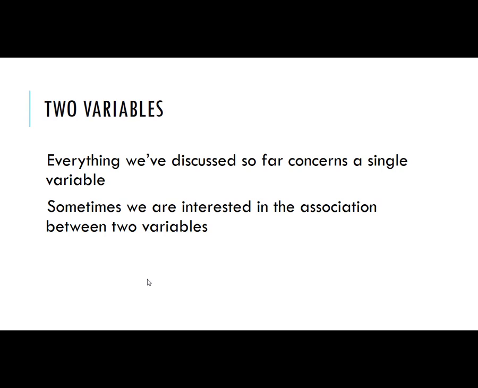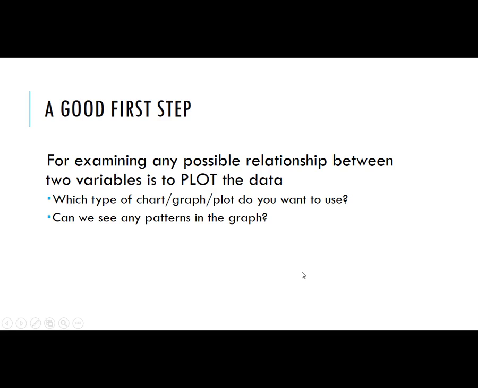A lot of times, however, we're really interested in relationships between more than one column, more than one variable. So we're looking for some kind of association between the two. To do that, a good first step is to actually visualize the data, which we're going to do a lot in Unit 2, but this is a good transition over to Unit 2. If there's a possible relationship between the two variables that we think exist, we should plot or graph the data. So the question then becomes, what type of chart or graph or plot do you want to use?